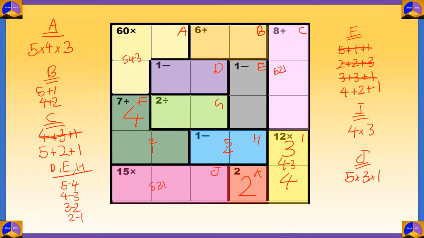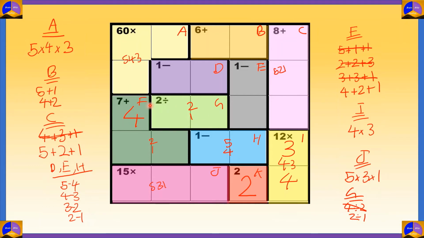Now let's look at cage D. Now in this cage, the options are 4 divided by 2 and 2 divided by 1. So we cannot use 4 divided by 2 as then it will repeat 4 in the same row. So we will use 2 divided by 1. We don't know the places, so we write it in the middle.